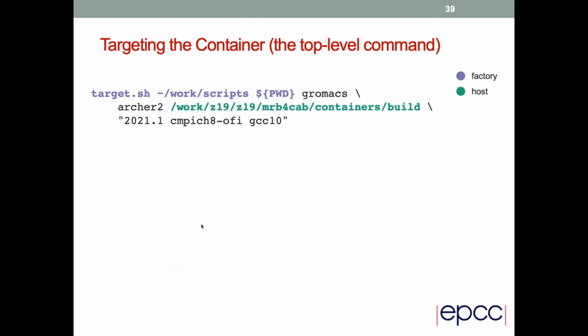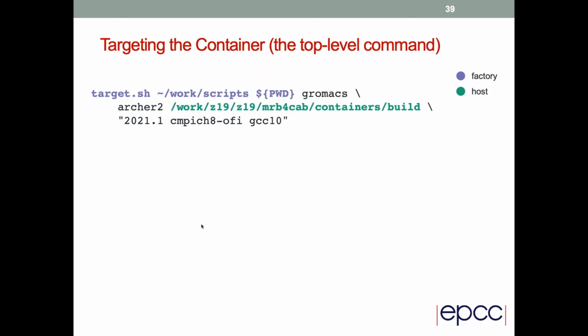So I'll just talk about the next step now. I'm at the factory and I want to target my container. So I have a top-level target.sh script. I specify my application, which is GROMACS, and my HPC platform, which is Archer 2. I then specify the path on Archer 2, which is within my personal user account. This is just an example here. That's the path within which GROMACS will be built inside the container.